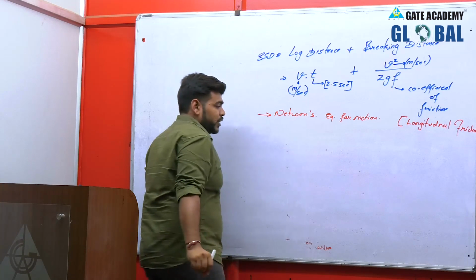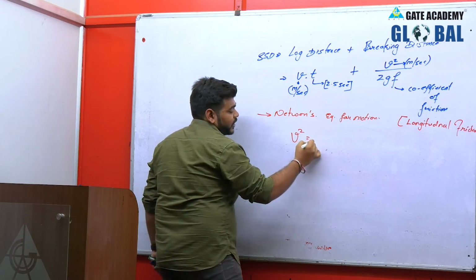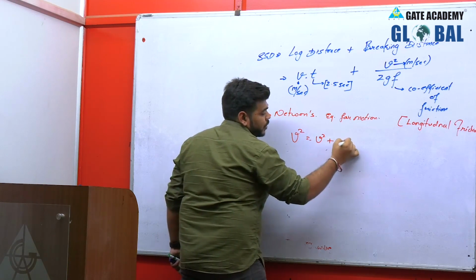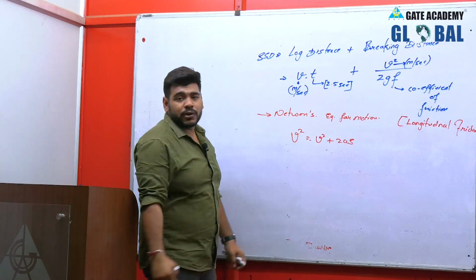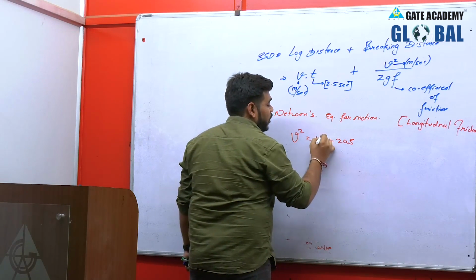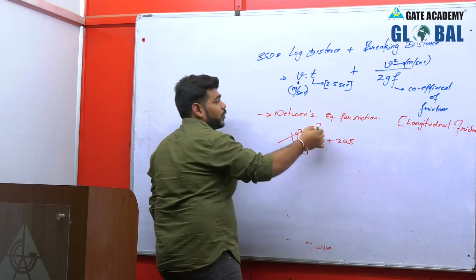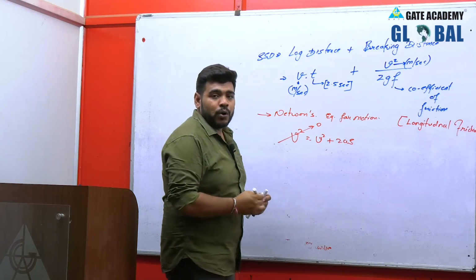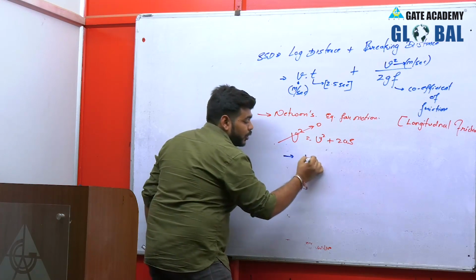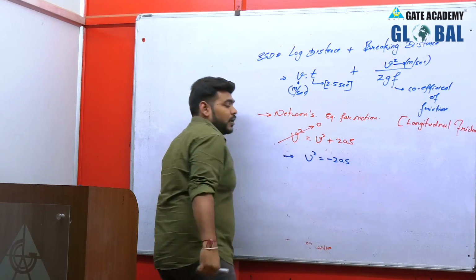Newton's equation of motion says that the final velocity squared, v² = u² + 2as. The final velocity in this case is going to be 0. So our next expression would be u² = -2as.